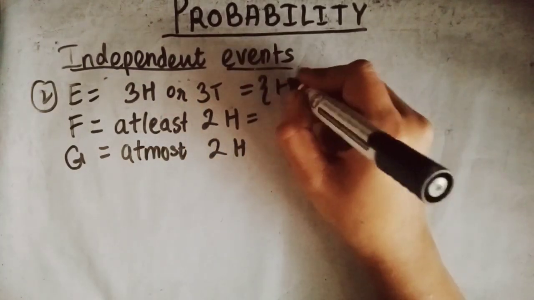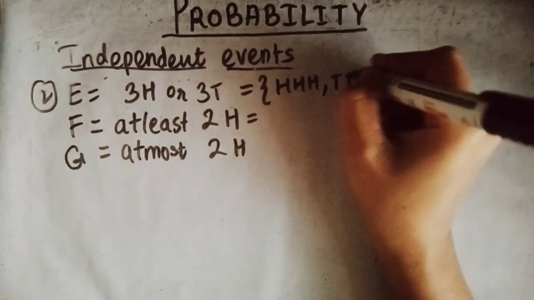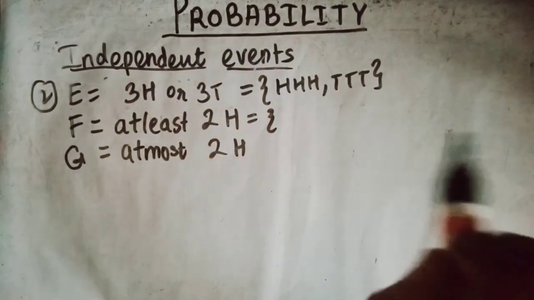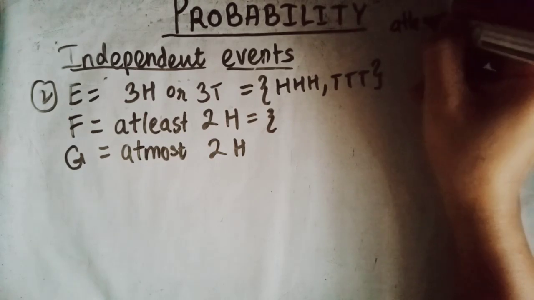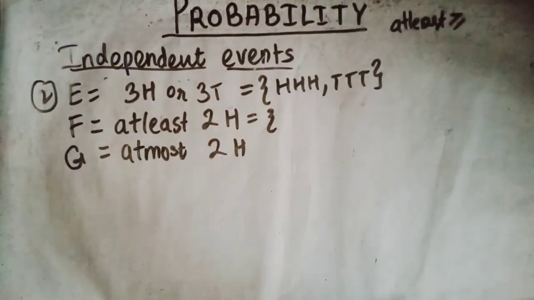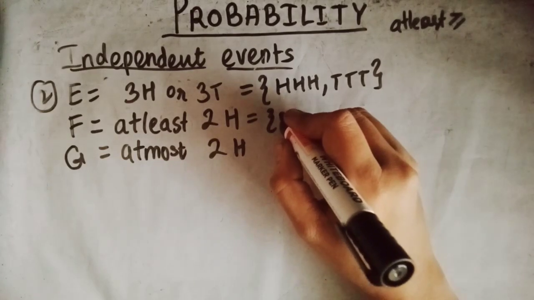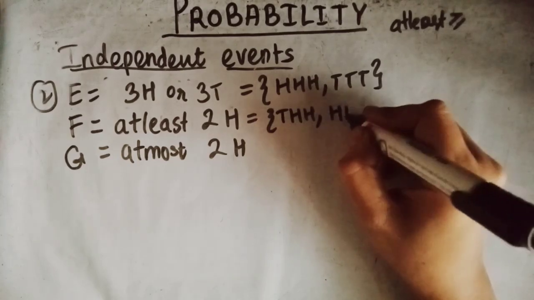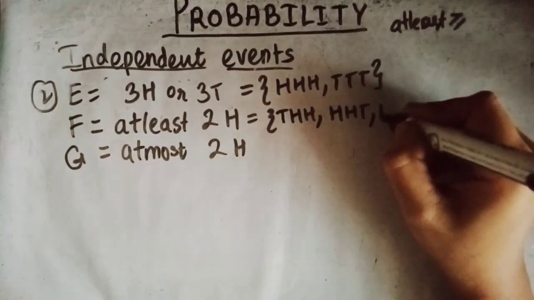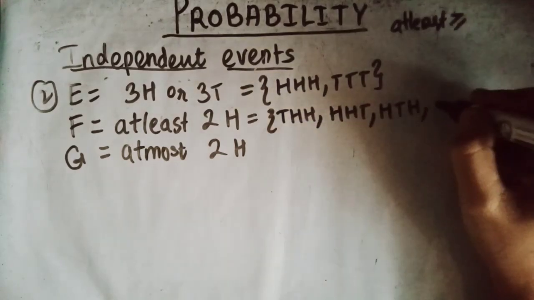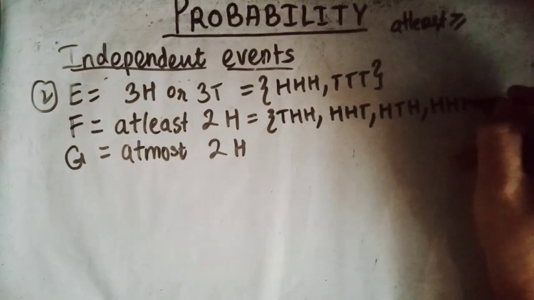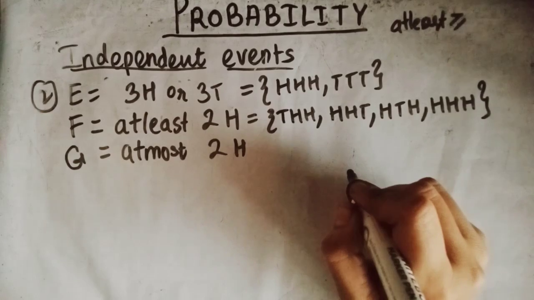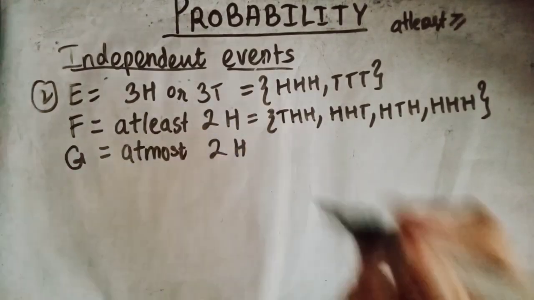So let's write the elements. 3 heads or 3 tails, it will be HHH, TTT. At least 2 means greater than or equal to 2. So 2 means THH, HHT, HTH, then HHH. Yeah, 4.